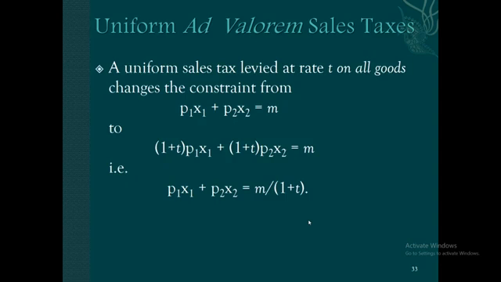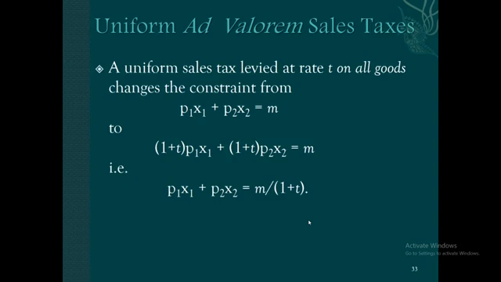So let's come to the uniform ad valorem sales tax. Even the GST is a kind of uniform sales tax levied at rate T on all goods. It changes the constraint from P1x1 plus P2x2 equals M to P1x1 plus (1 plus T) times P2x2, which is equal to M.